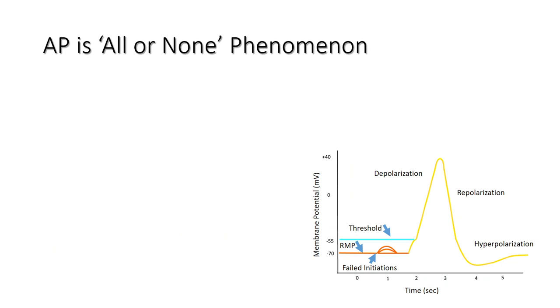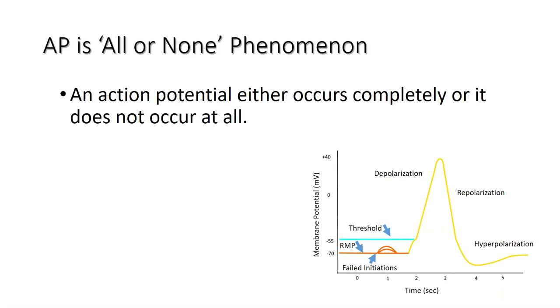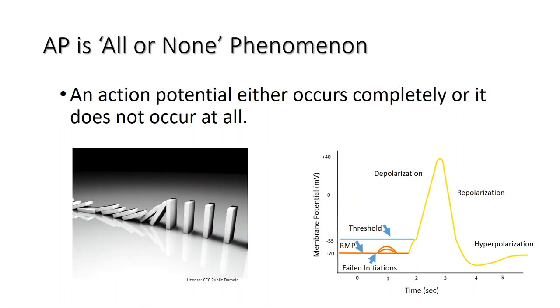As you have just learned, an action potential is generated in response to a threshold stimulus and also forms when there is a suprathreshold stimulus. In other words, an action potential either occurs completely or it does not occur at all. This characteristic of an action potential is known as the all or none principle.